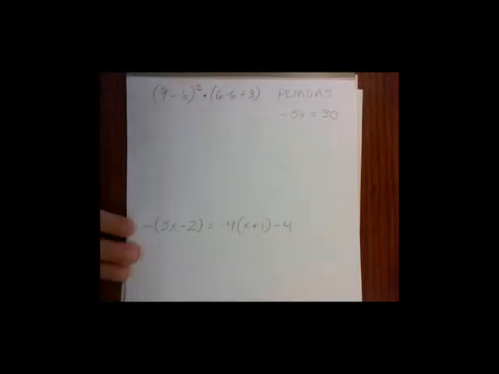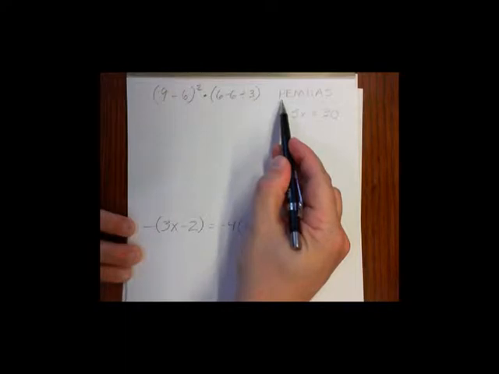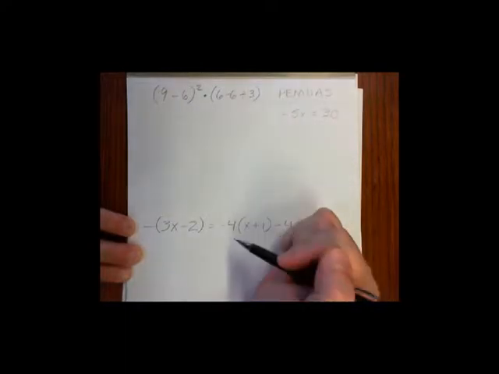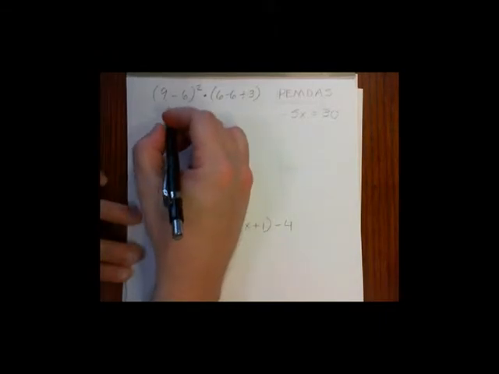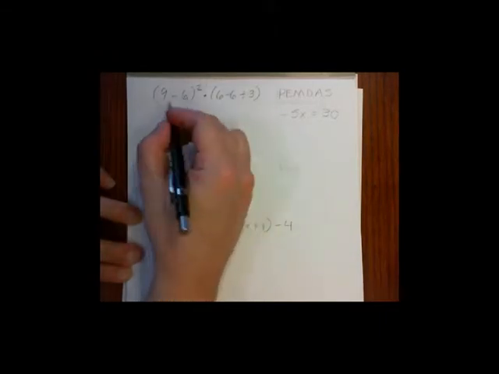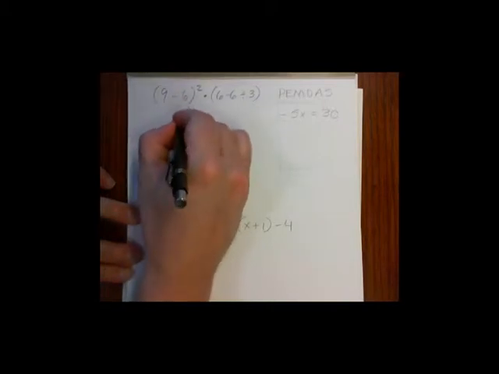So looking at this first problem, we've got two sets of parentheses, and I know that's the P in PEMDAS. It stands for parentheses or grouping symbol. So I'm going to go ahead and start simplifying that. Start with this set of parentheses. I'll just work left to right here. 9 minus 6.